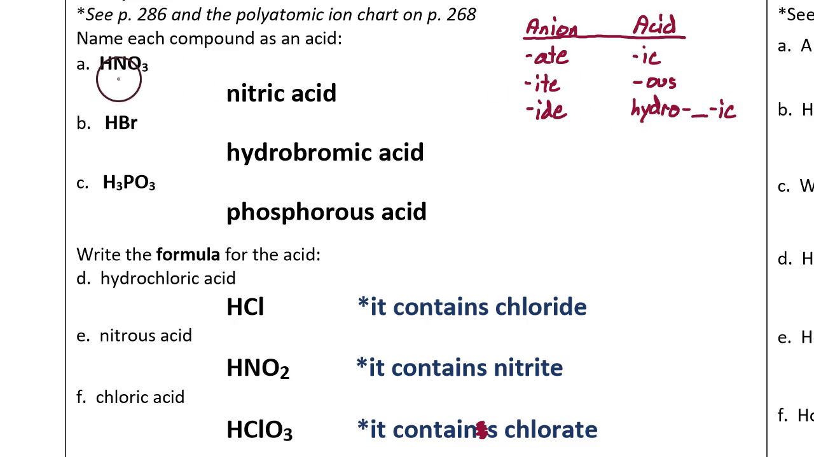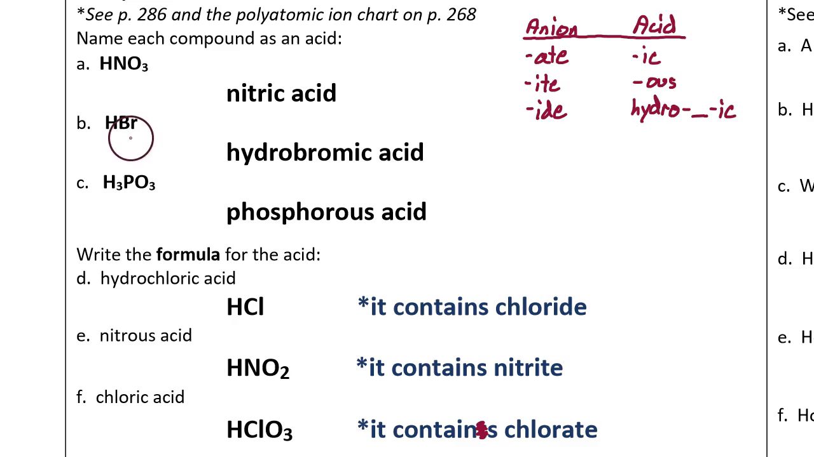So if this one is hydrogen nitrate, then we're going to use this first rule. The name of the acid is a word that ends in ic. So take the word nitrate, change the ending so it has ic. It becomes nitric acid. Question B, hydrogen bromide.